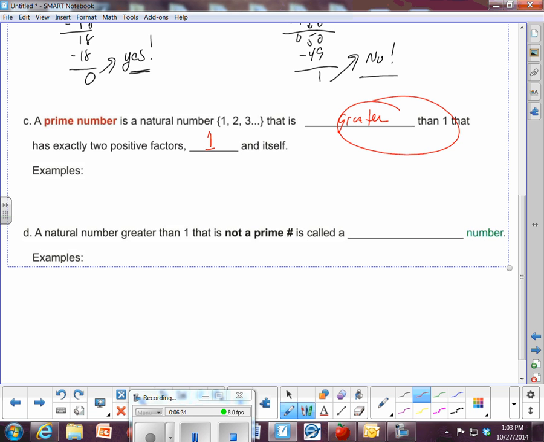So is 0 a prime number? No. Is 1 a prime number? No, because 1 is not greater than 1. Is negative 7 a prime number? No, because it's not greater than 1.